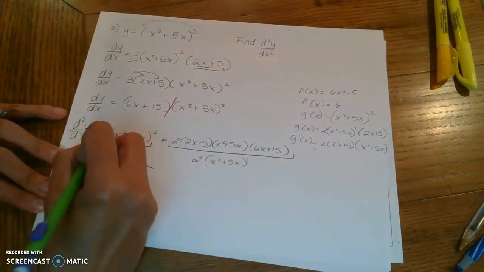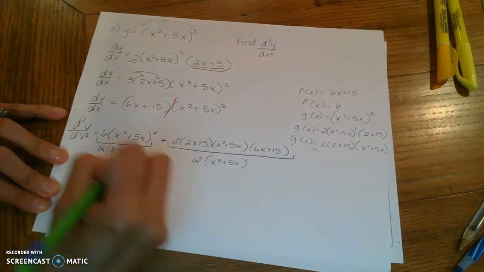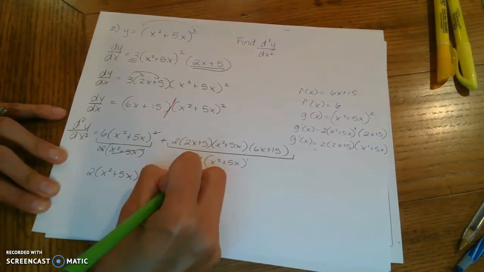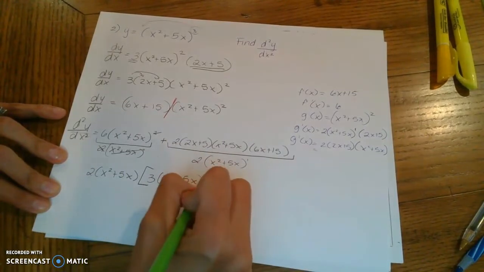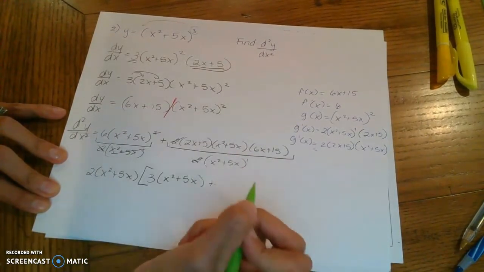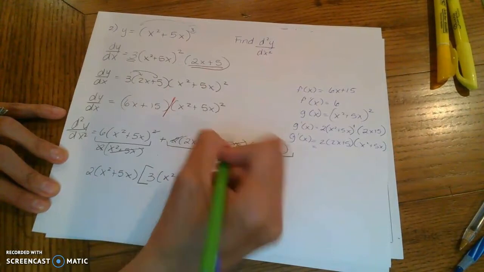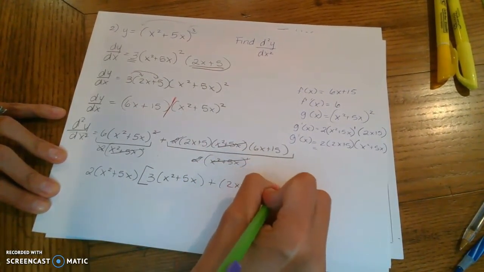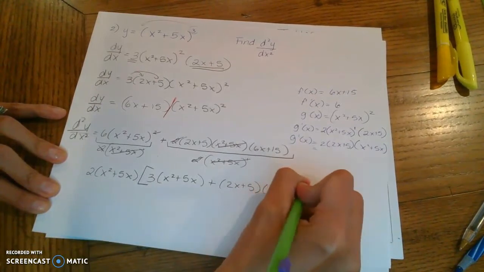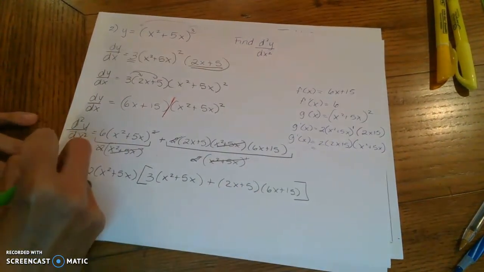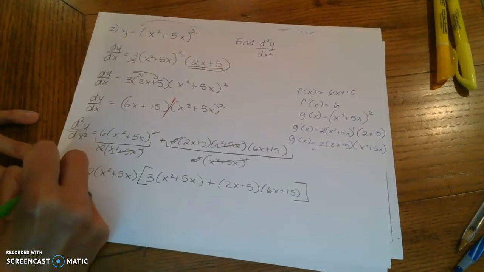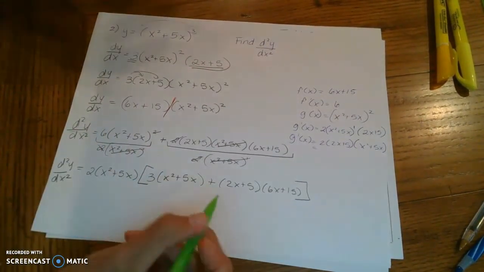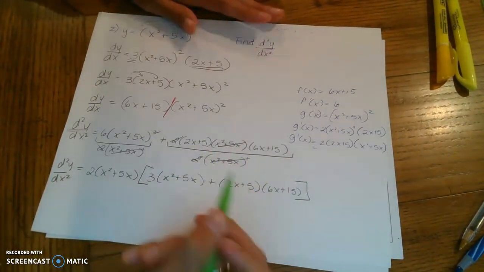And then what's left is this becomes 3. This crosses out to just give me 1 x squared plus 5x. Plus this 2 crosses out, this crosses out completely, and I'm left with 2x plus 5 times 6x plus 15. So we have this. As you can see, this gets a little complicated, but it should be easy to follow as long as you're careful with your GCF.